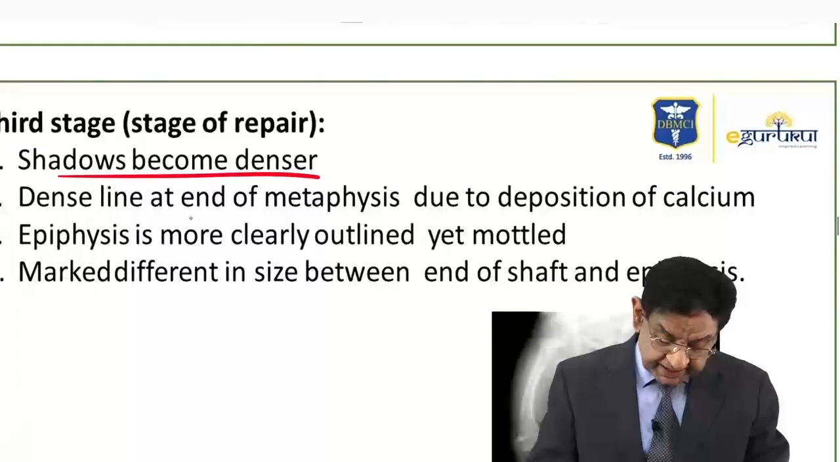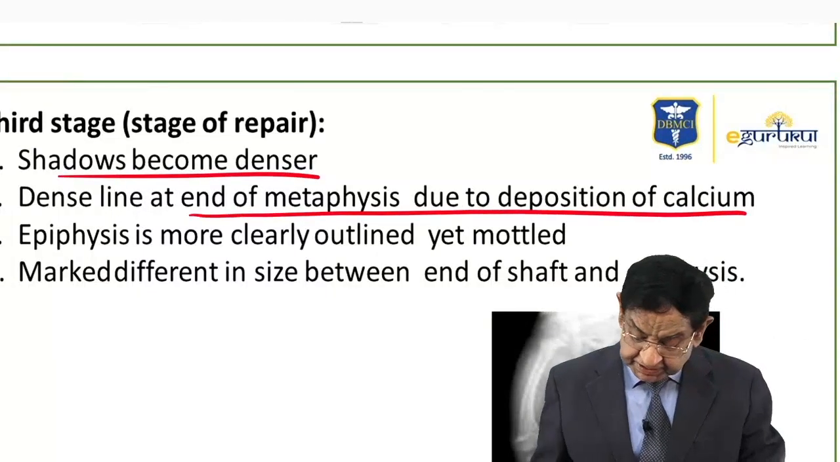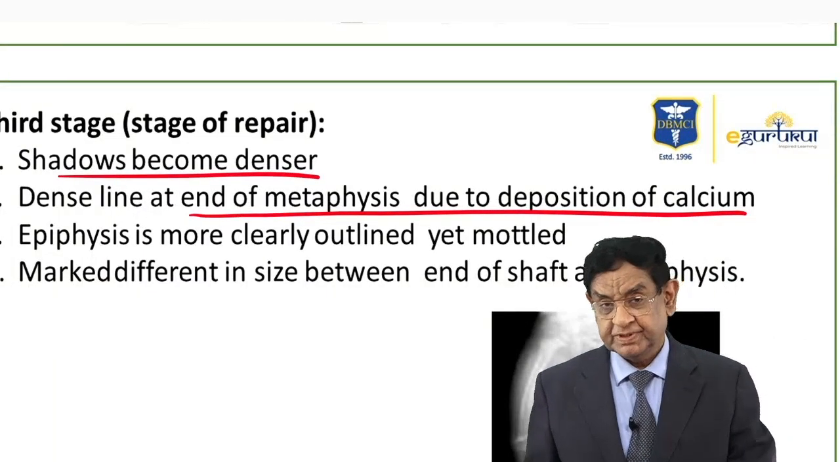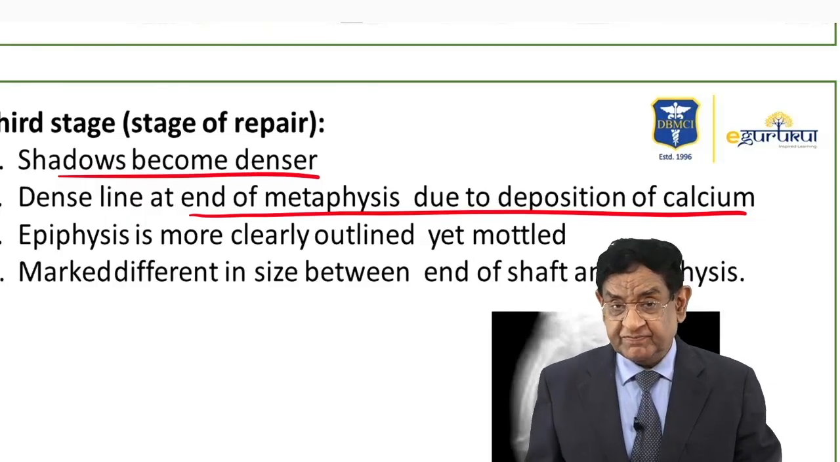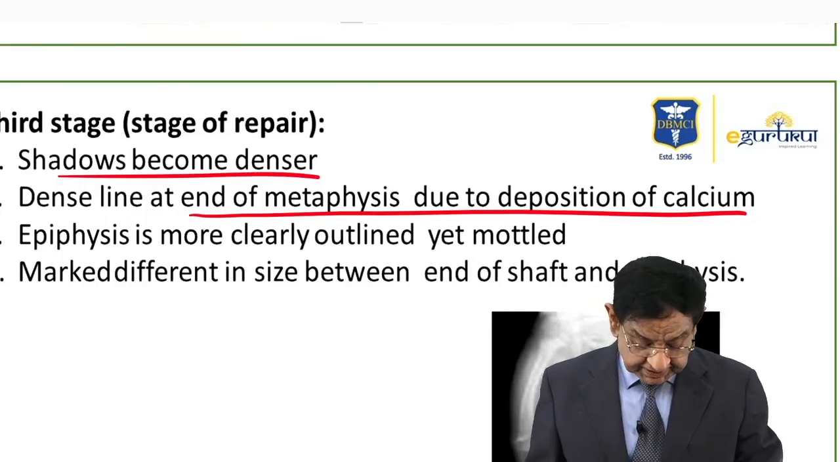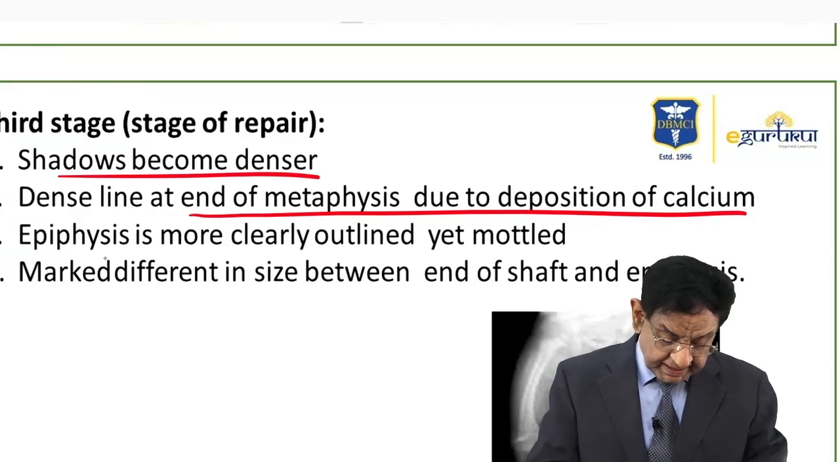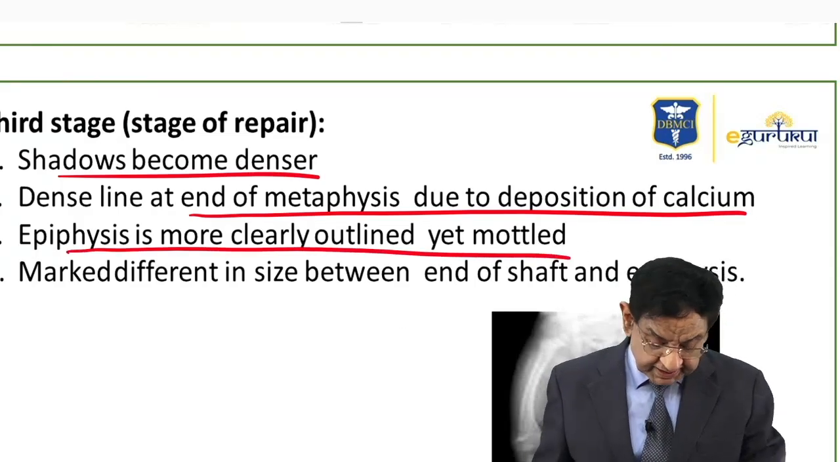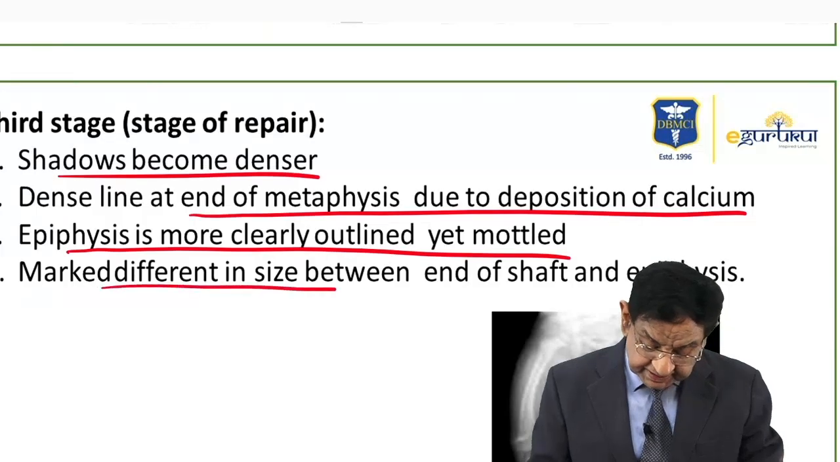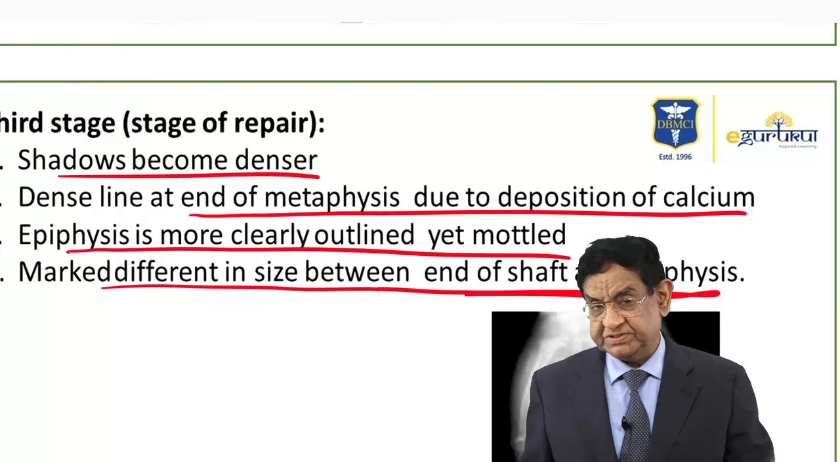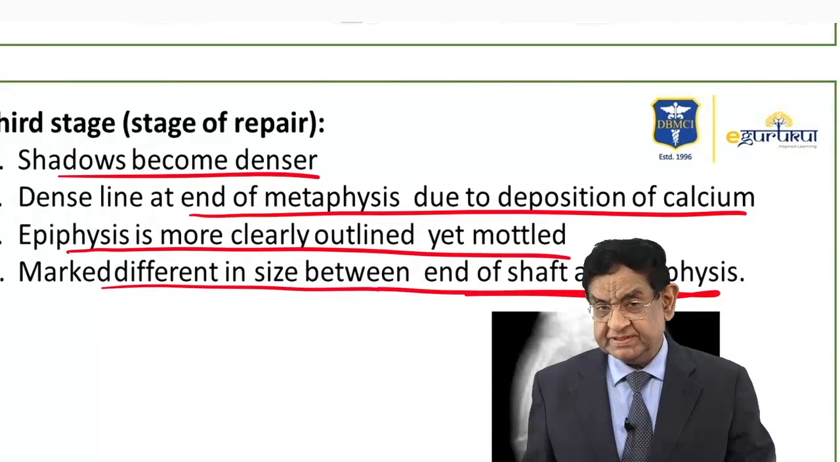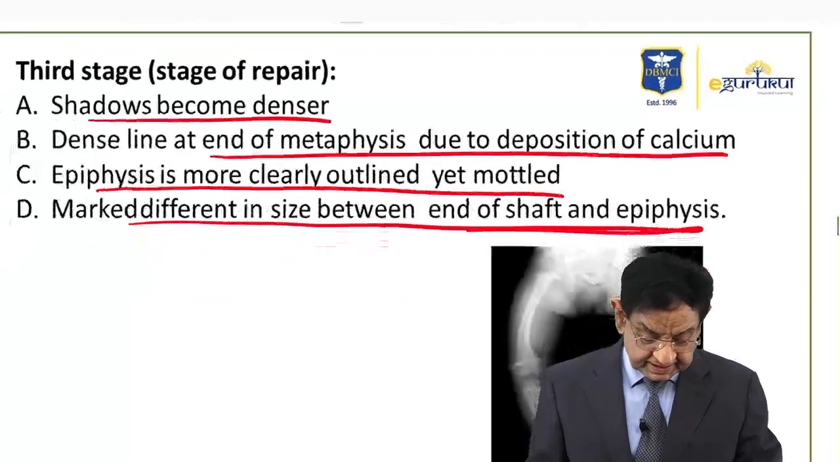Dense line at the end of metaphysis due to deposition of calcium. Remember, it's a repair state. In the repair state, calcium phosphate is trying to get deposited. And now epiphysis is more clearly outlined, and there is a marked difference in the size between end of shaft and epiphysis.